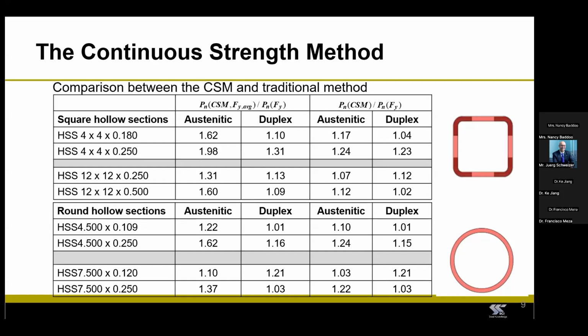So you can see that if you use the continuous strength method using the nominal yield strength, so in this case, you should be looking at the last two columns of the table, you can get an increase in compressive strength of up to 25% for the most compact cross-section. And as you combine the CSM with the increased yield strength, so in this case, you would be looking at the second and third column, you might achieve an increase in strength of around 50%, and in some cases, even higher. So one thing you might have noticed as well is that the largest increase in resistance is for austenitic stainless steel, which is the stainless steel alloy that benefits the most from the continuous strength method.